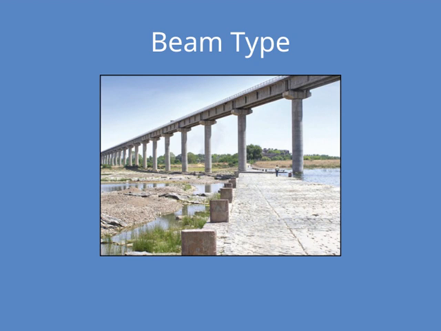Continuous beams, on the other hand, span over multiple supports and help distribute loads more evenly, which can be more efficient for larger structures. Then there are cantilever beams, which extend beyond their supports, allowing for unique architectural features. Understanding these differences is crucial because selecting the right beam type ensures safety, efficiency, and longevity in your project.